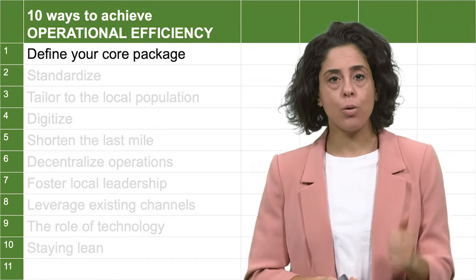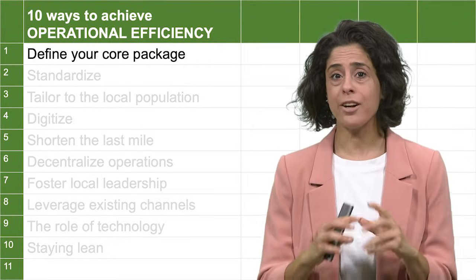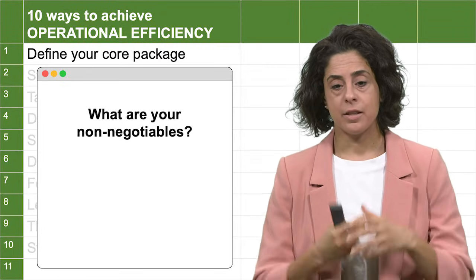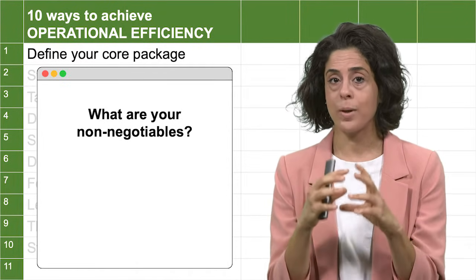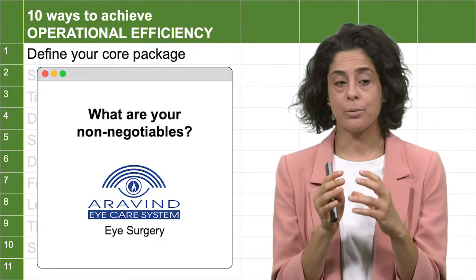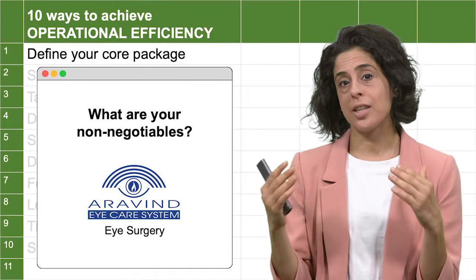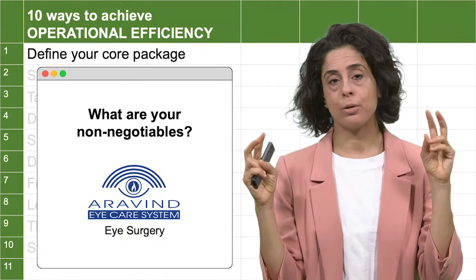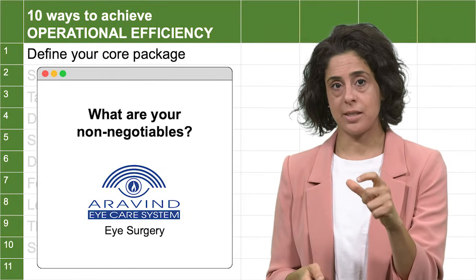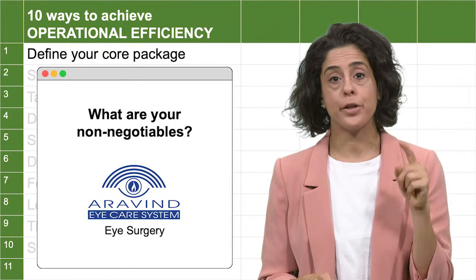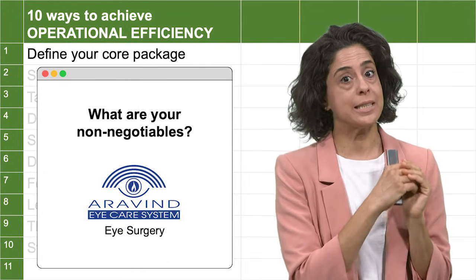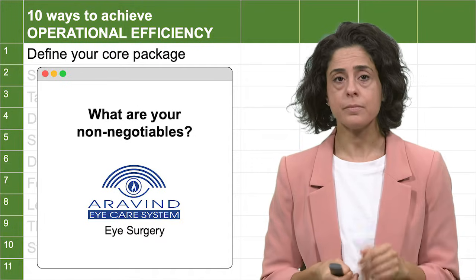First, define your core package. What are your non-negotiables? So we'll see in the case study of Aravind that the non-negotiables, the core package, was the eye surgery. This could not change across customer, and that's how they were able to scale. They could change the things around it, kind of the hotel-style aspects of getting eye surgery, but not the core package itself, the non-negotiables. So figure out what your non-negotiables are and how you're going to define your core package. That's what you're going to scale across end users.